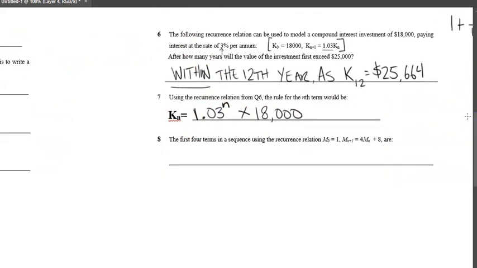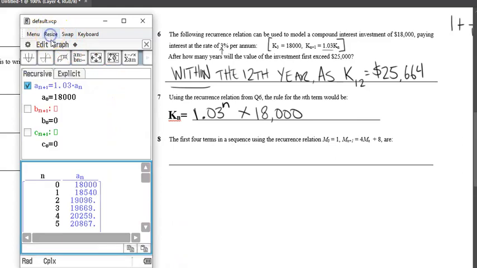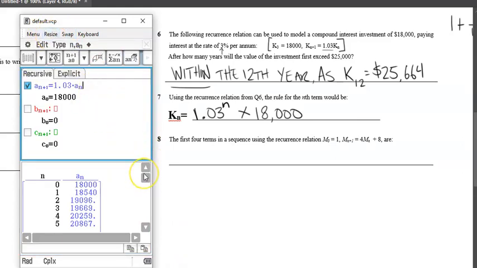The last question here says the first 4 terms in a sequence using the recurrence relation m of 0 is equal to 1, and m of n plus 1 is equal to 4 times m of n plus 8. Gosh, another tongue twister. Again, with this type of question, you would just use your calculator to solve this. Let's resize this back again. And we're literally just going to put in the recurrence relation that has been stated there. So this would be 4 times a of n plus 8 with an initial value of 1.